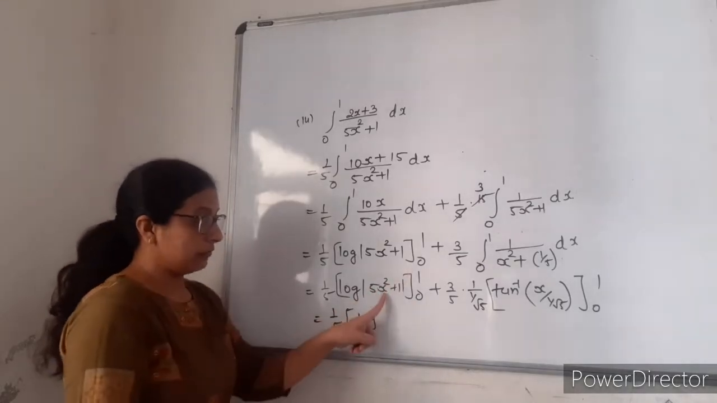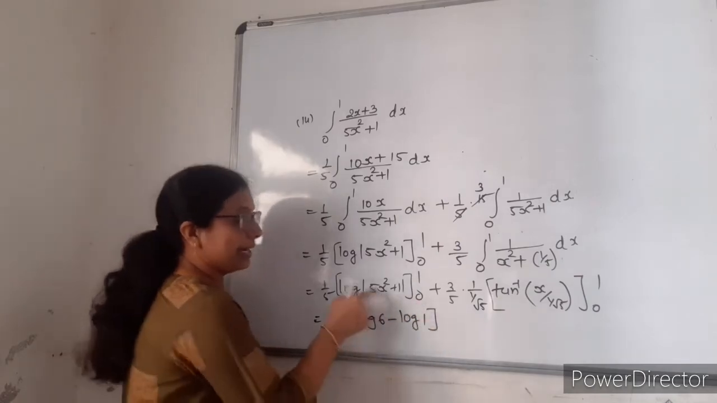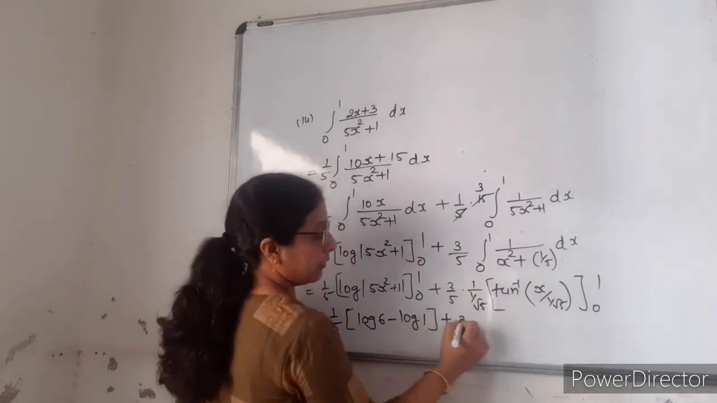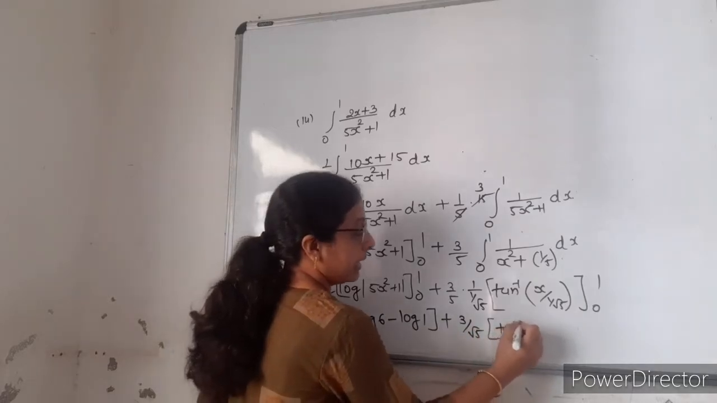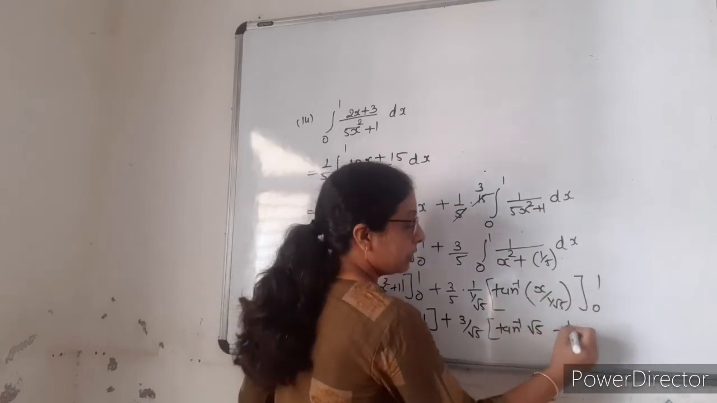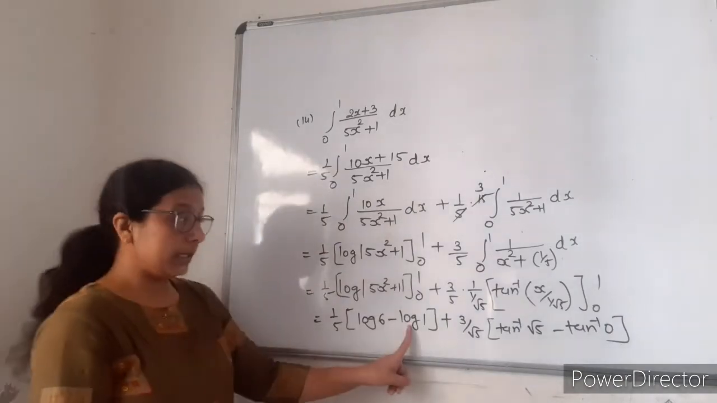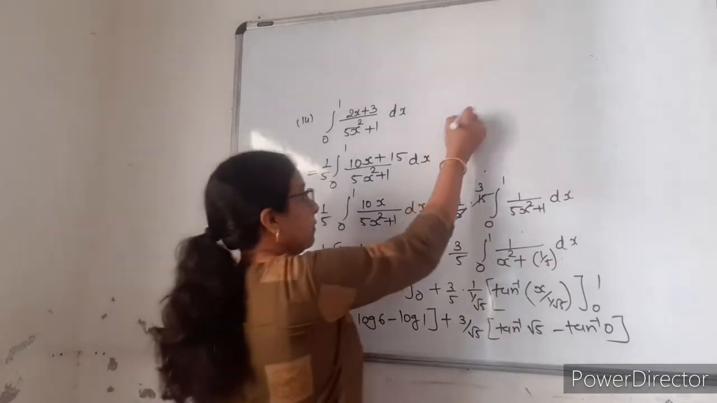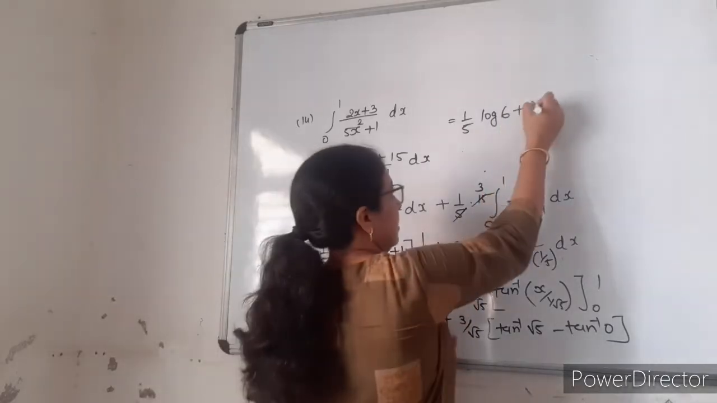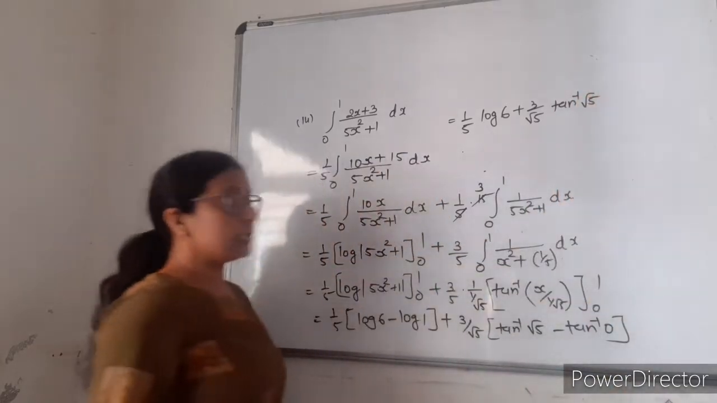Log. When we write 1, 5 plus 1, 6, minus log 1, then we write 0. Plus, root 5 cancels, 3 by root 5 tan inverse root 5x. When you write 1, it is root 5, minus tan inverse 0. Tan inverse 0 is 0. Log 1 is 0. So 1 upon 5, our answer is log 6 plus 3 upon root 5 tan inverse root 5. This is the answer.